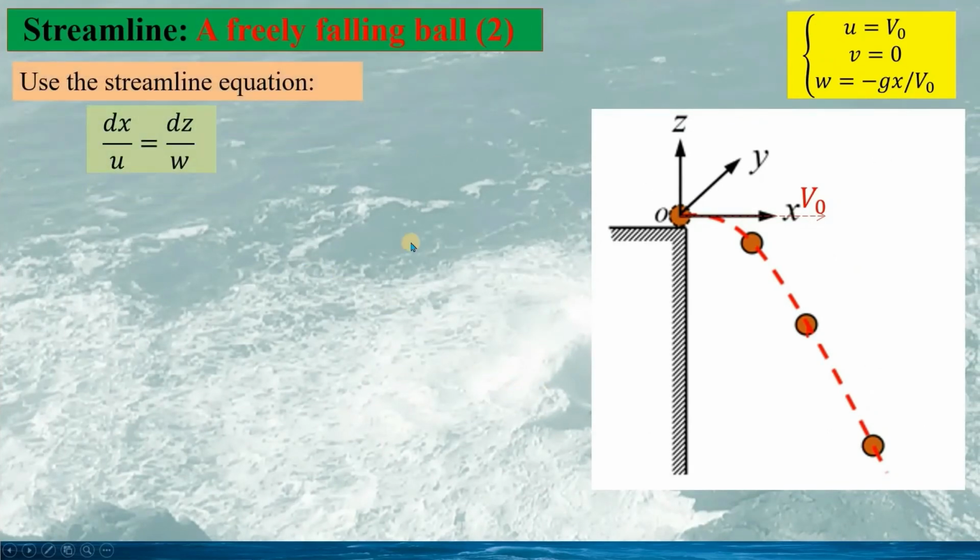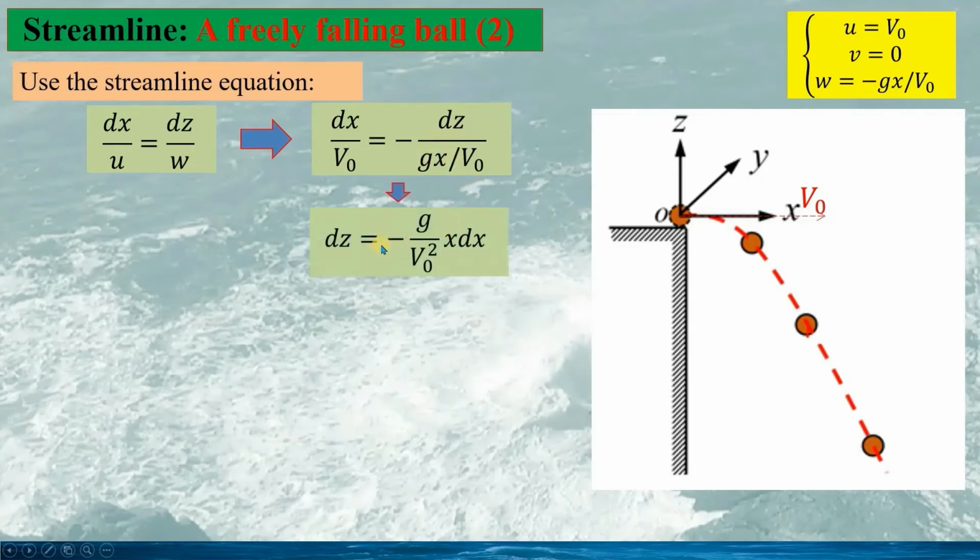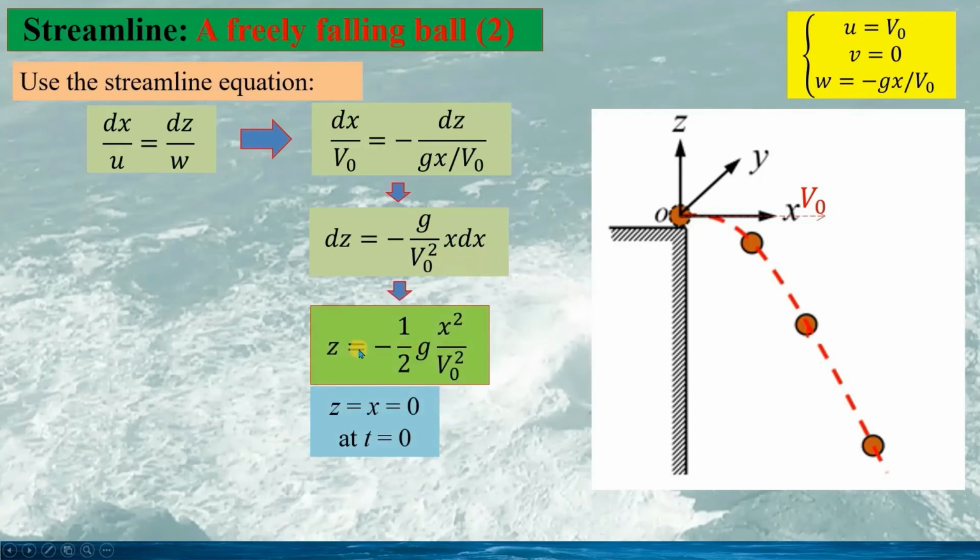Now we can use the streamline equation as we have shown before. So dx over u equals dz over w. We substitute the velocity component into the streamline equation. We have the expression as this, and this can be written as this. So integrate this differential equation, we have the equation for the streamline as z equals this. Here, the initial condition is applied: when t equals 0, x and z are both 0.